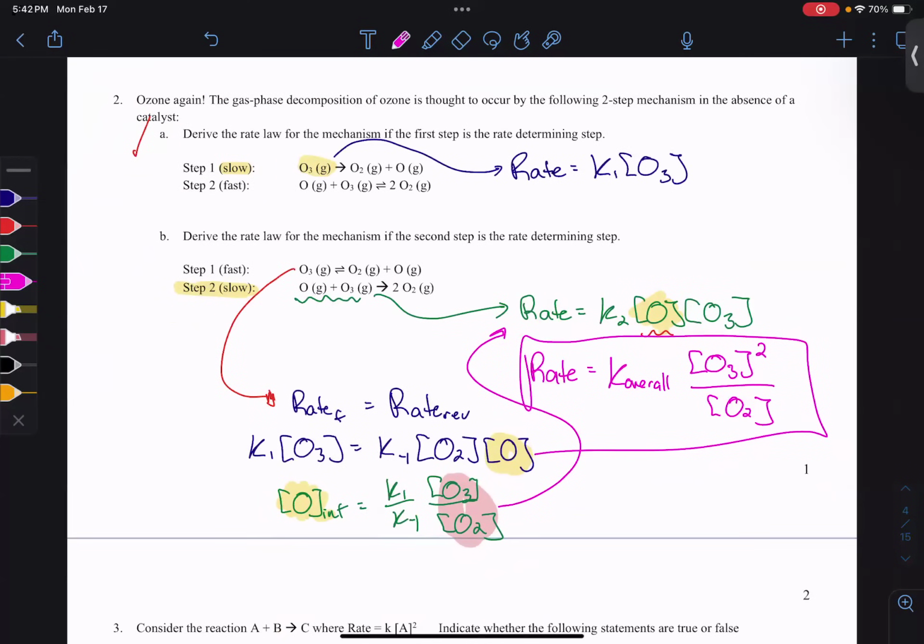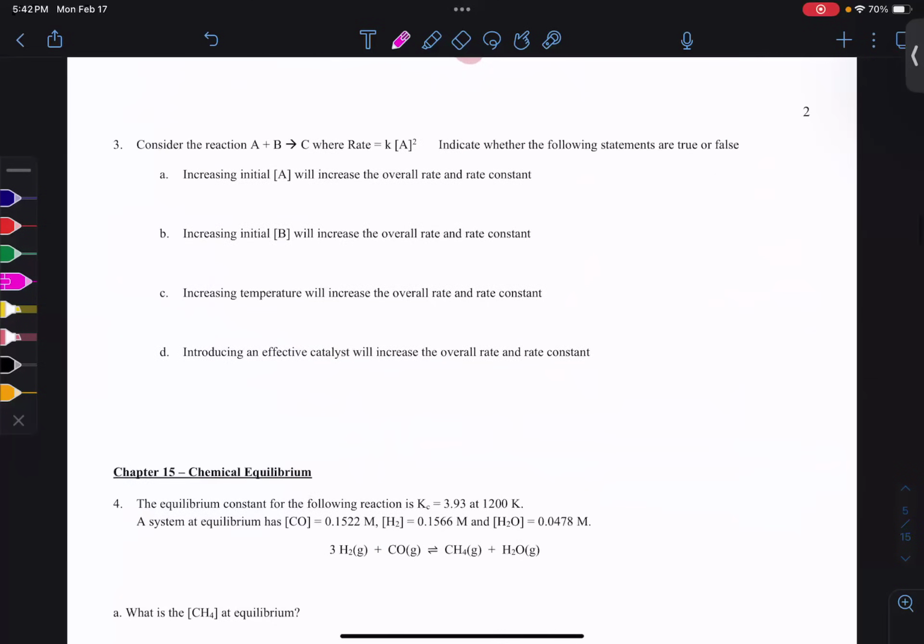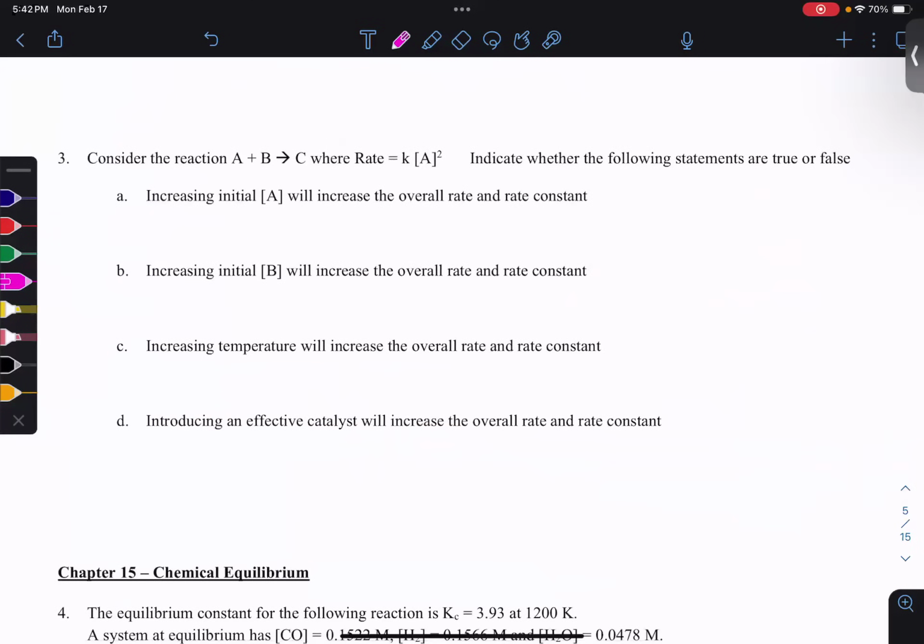Okay, all right, so good with the slow second step. The idea here is if you have an intermediate in your second or even third step, we're going to use the fast equilibrium steps prior to get rid of any intermediates.